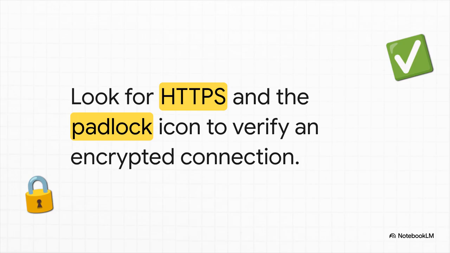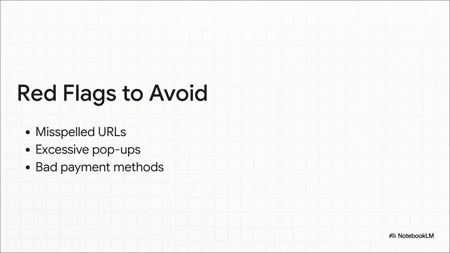Without this encryption, meaning if that padlock is missing, any data you enter, from your passwords to your credit card numbers, is transmitted in plain text. That means it can literally be intercepted by anyone monitoring the network. But here's the catch. Even with encryption, malicious actors still set highly effective traps.